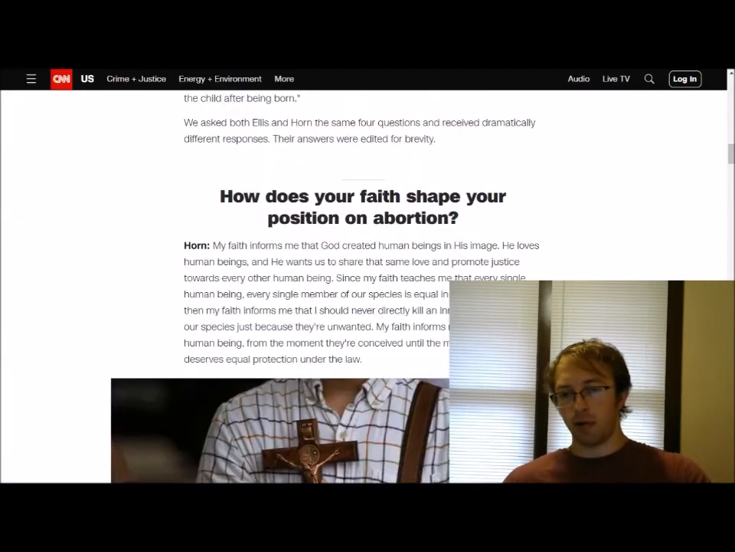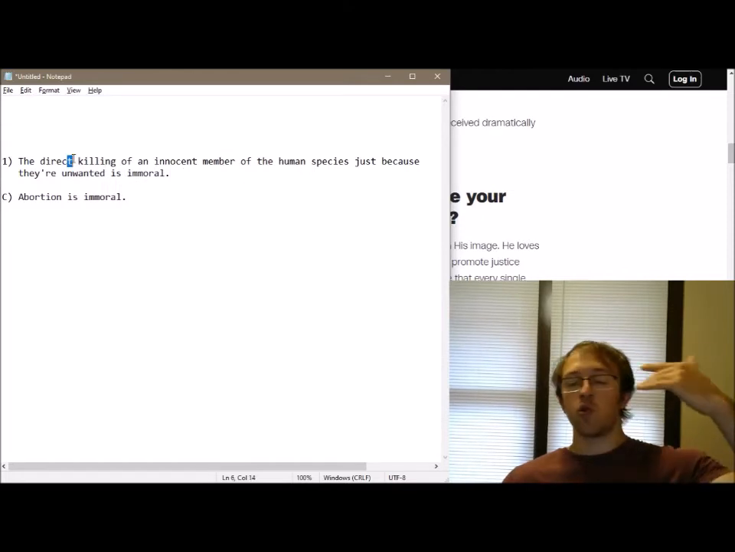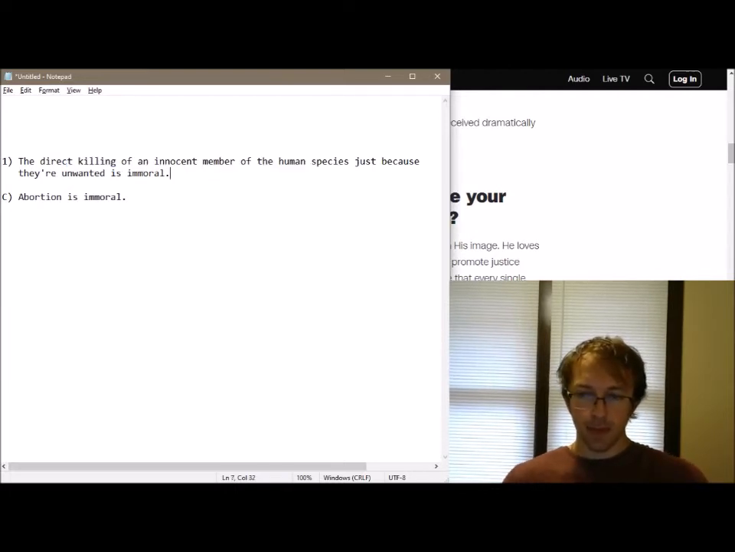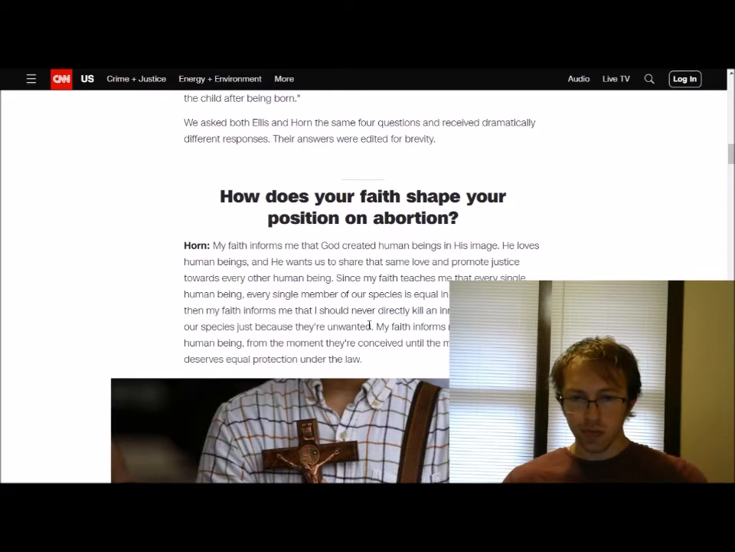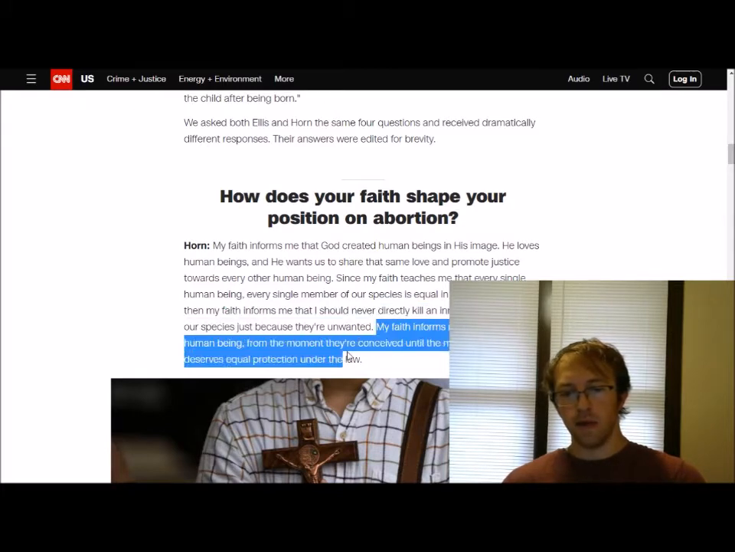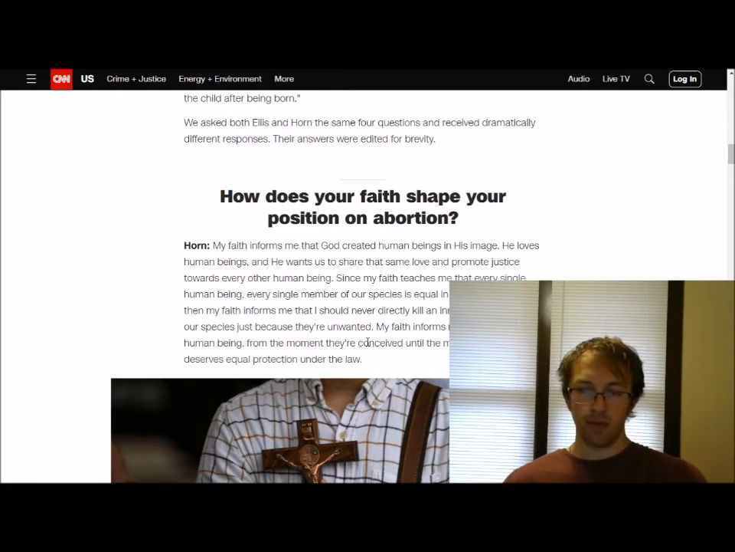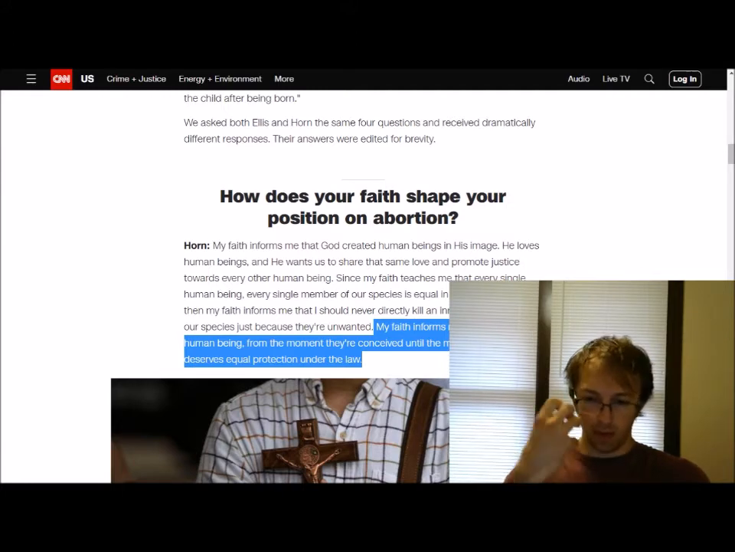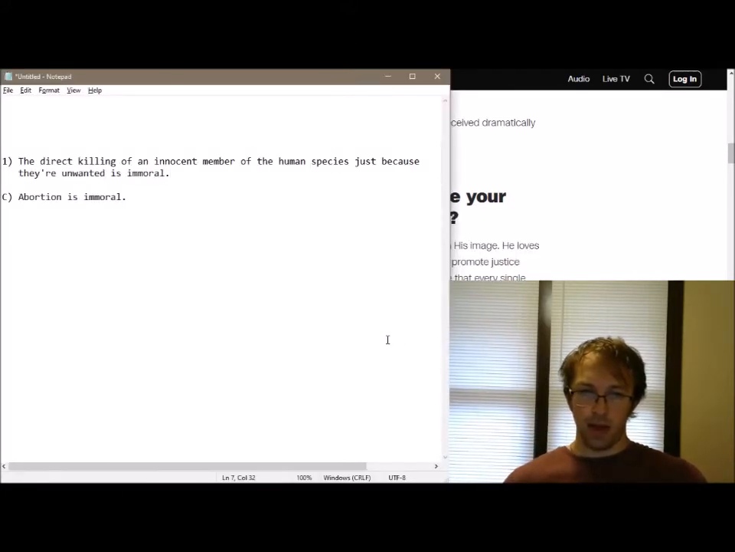And within this paragraph here, he mentions this as a premise, that the direct killing of an innocent member of the human species just because they're unwanted is immoral. So if we look further down in this paragraph, he says, "My faith informs me that every single human being, from the moment they're conceived until the moment they die, deserves equal protection under the law." So there's a lot actually going on here. We might get a couple premises out of this. So first is that a human, from the moment of conception, what comes into existence, what the being is, is a human being. That's his argument there. Okay.